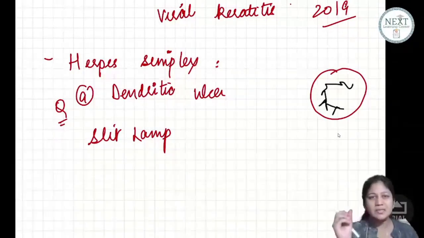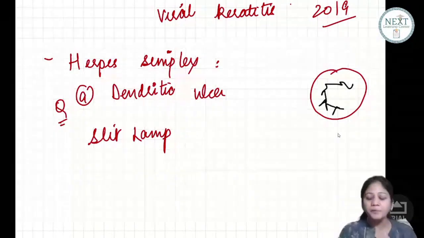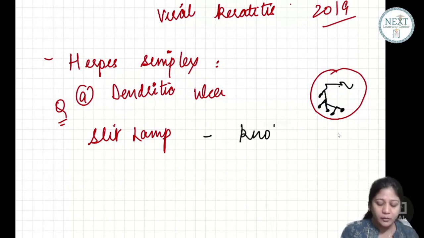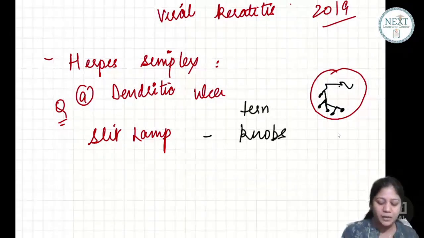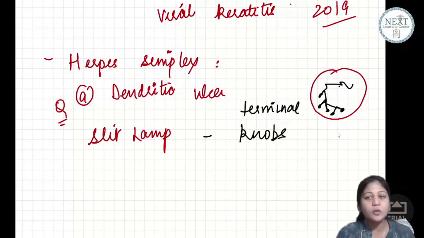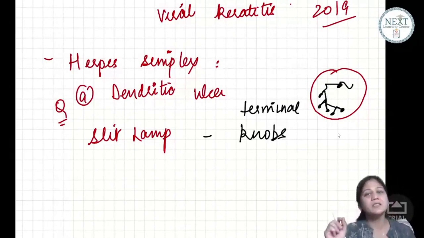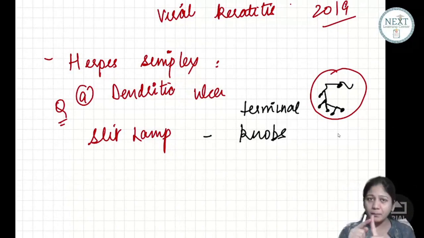If you see this pattern on the slit lamp, characteristically a true dendrite will have terminal knobs. Can you see, guys, the knobs at the end? Do you see these knobs? So this is the characteristic of a true dendritic ulcer. You see a branching pattern with knobs at the end. This is characteristic of a dendritic ulcer.